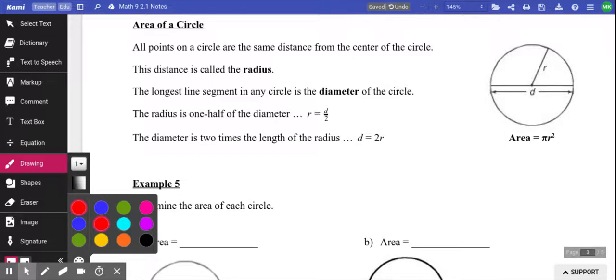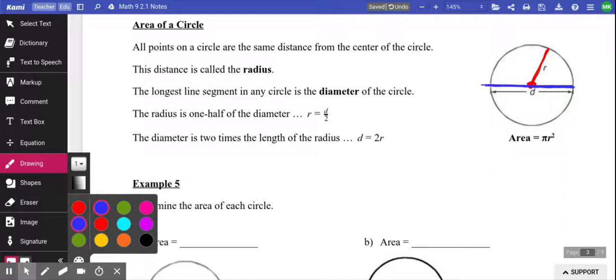Radius is the distance from halfway, or the very middle of the circle, to the outside. So if you're looking at the circle on the right, the very middle is right here. If you drew a line from the middle to the outside of the circle like this, that's your radius. A diameter is one end of the circle to the other end of the circle, but you have to cross through the middle. So if you look, this line in blue is the diameter.